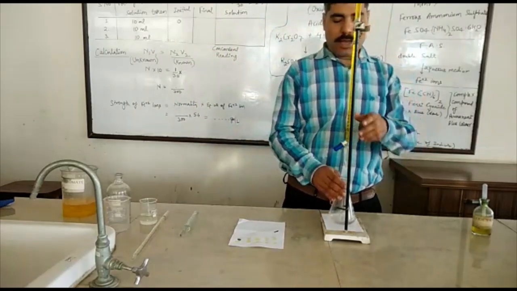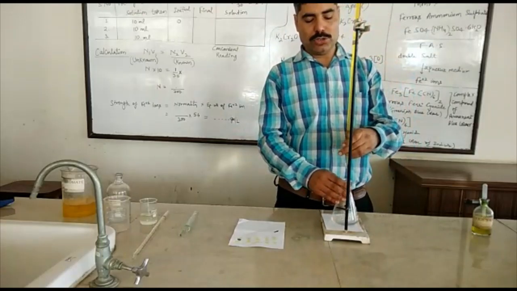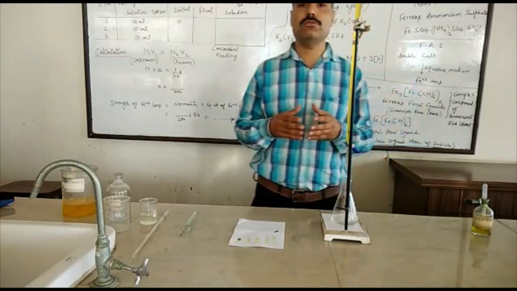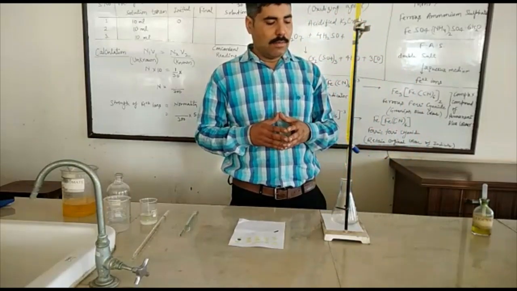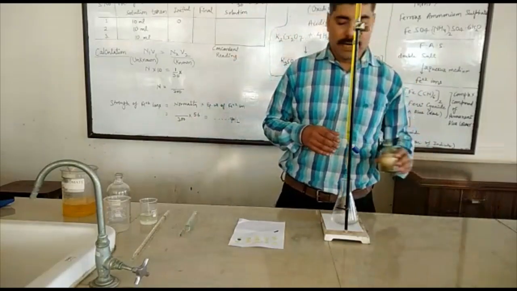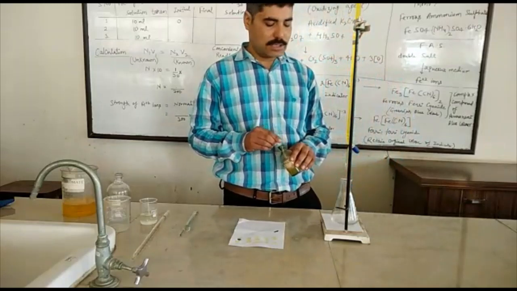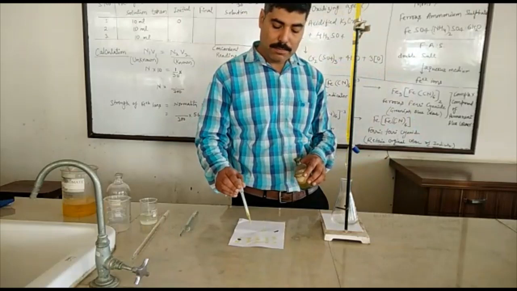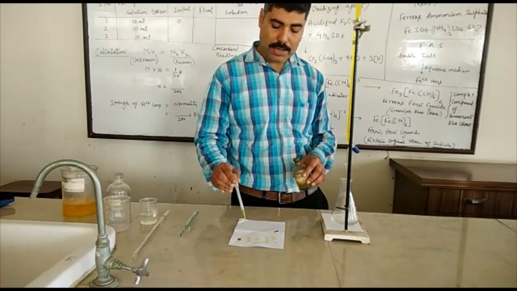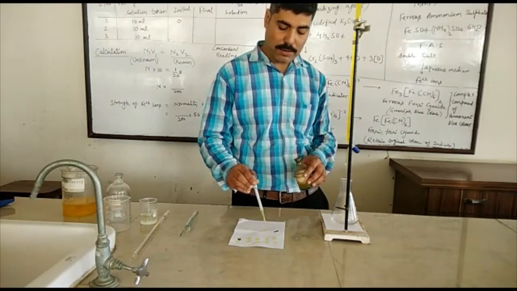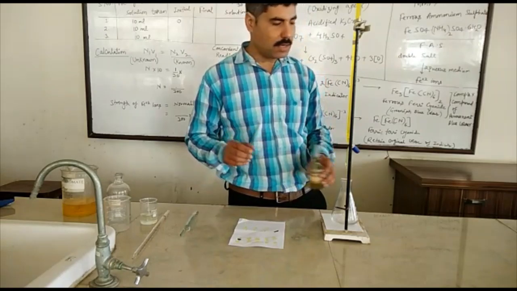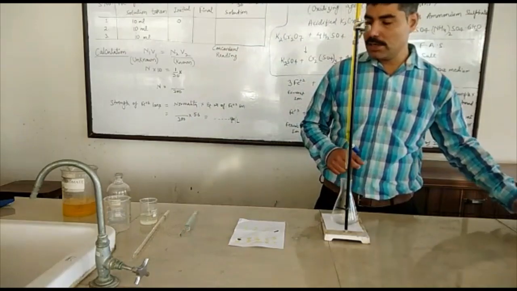We have to add the standard solution in the conical flask. We have to start the titration. As we know that in this titration we are using the indicator externally, so we have to take drops of indicator on a plain page of paper like this, in a drop manner. This is the manner to use the indicator externally.